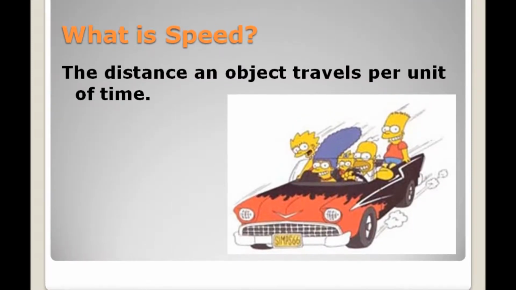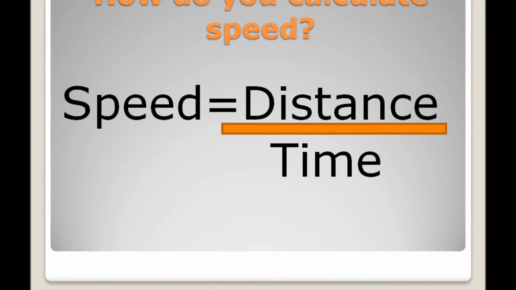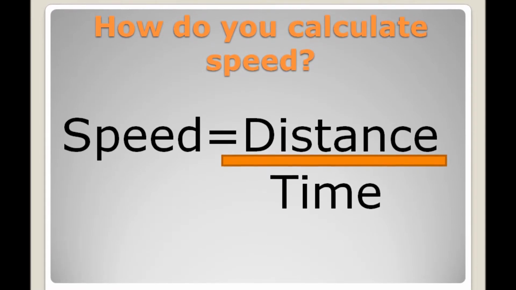What is speed? The distance an object travels per unit of time. How do we calculate speed? Speed is calculated when you divide distance over time.